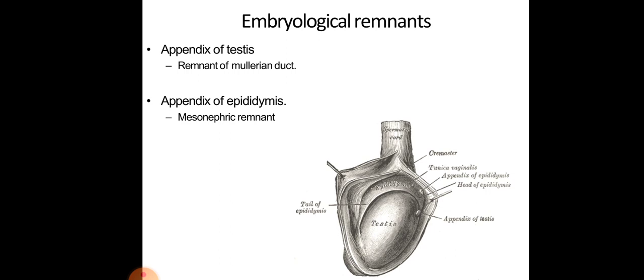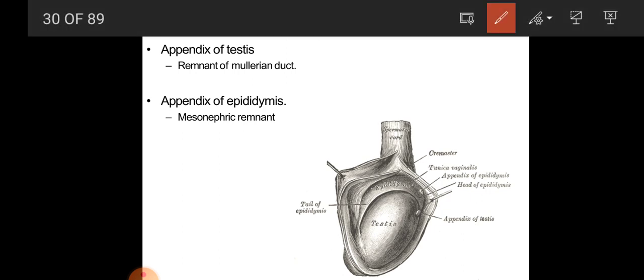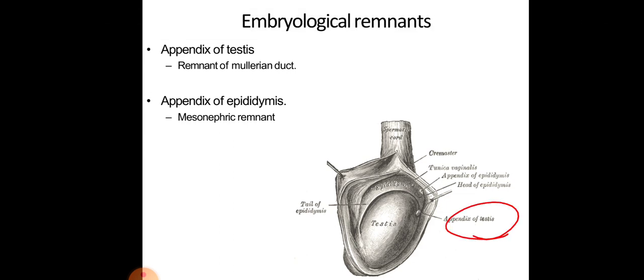Now the embryological remnants. First, the appendix of testis. Here we can see the appendix of testis. This is the remnant of the Mullerian duct. Mullerian duct in females forms the uterus. In case of males, it degenerates and forms the appendix of testis.